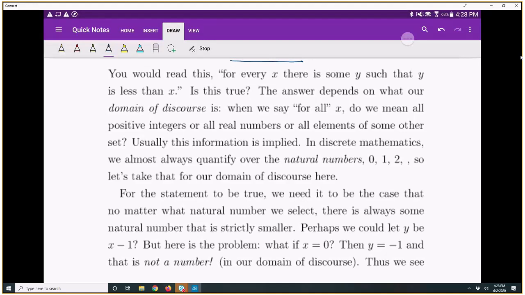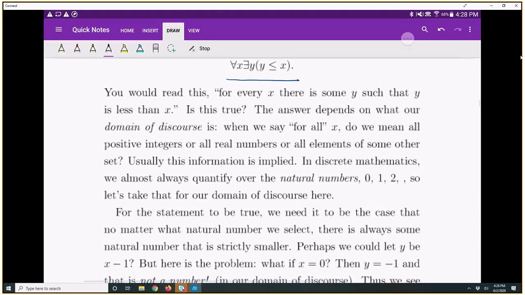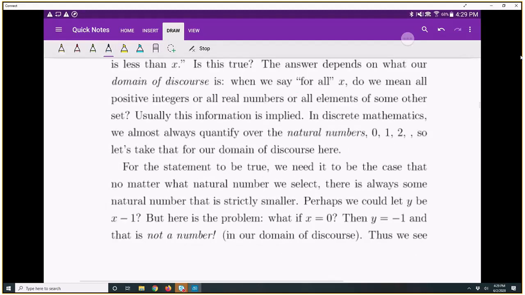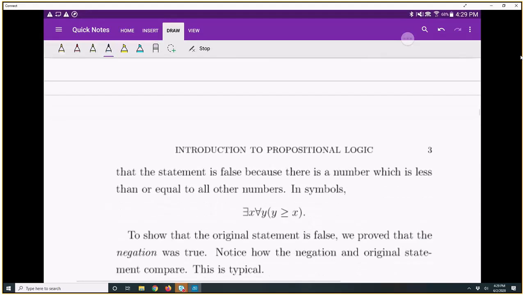And for our purposes, negative 1 is not a number. That means negative 1 is not in the set of natural numbers, so we don't care about it. So since this quantifier says this must work for all x, we see that the statement is false. We show that the statement is false by finding one number, which was 0, for which the statement was false.